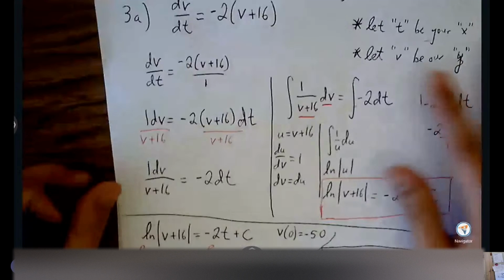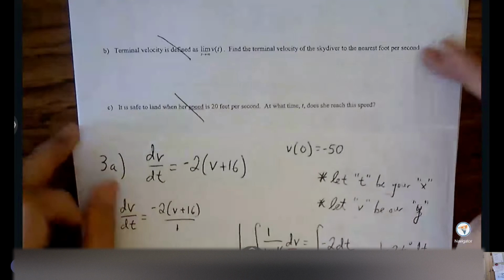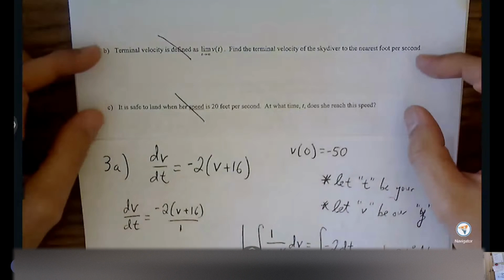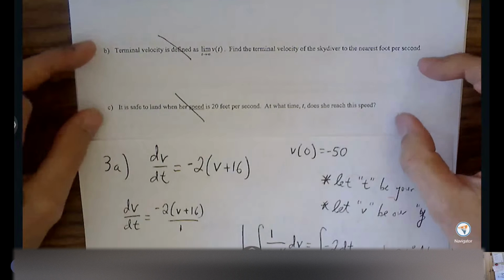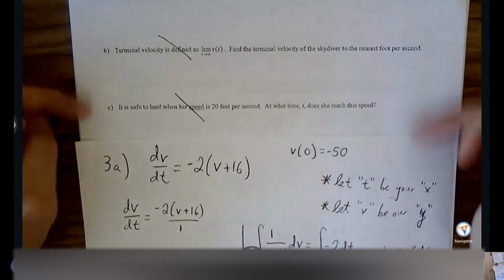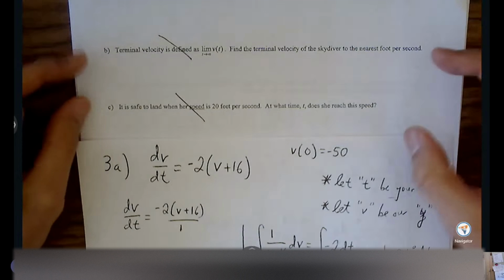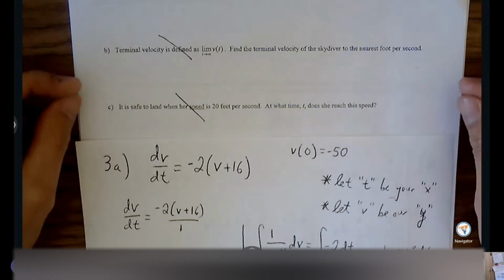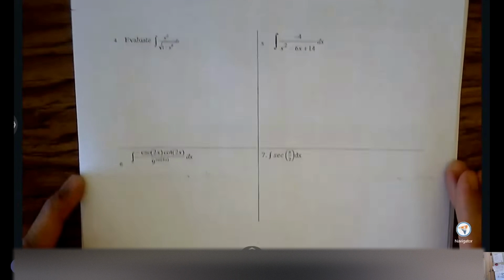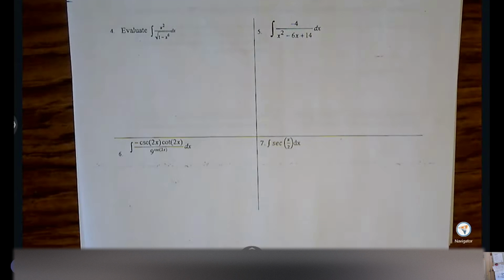We're going to skip b and c involving the infinity and solving for the speed velocity. It's not hard, but just figure that for this test, I'm just going to narrow the focus of what I want us to work on. Okay, so we're going to jump to 4 through 7. I'll put this on a separate sheet, make it easier to read and follow along.